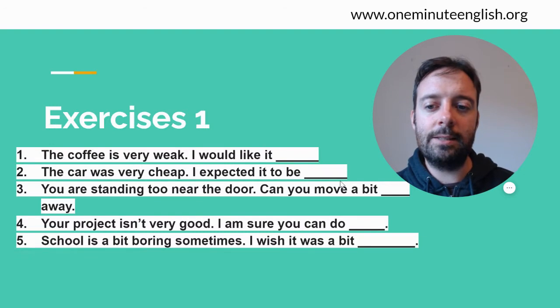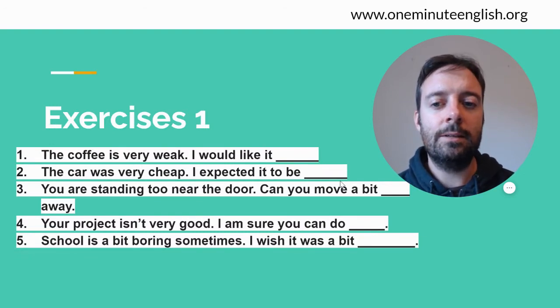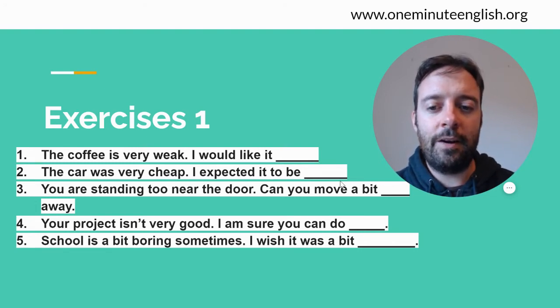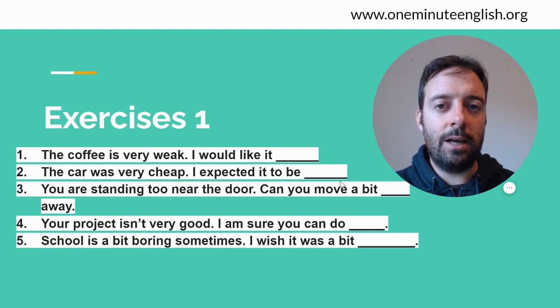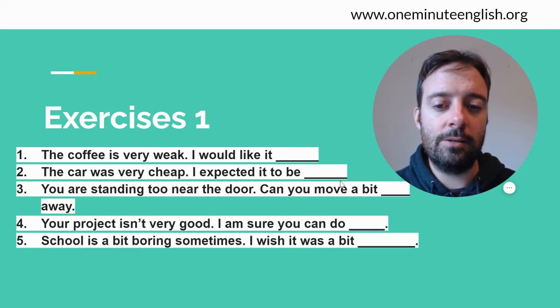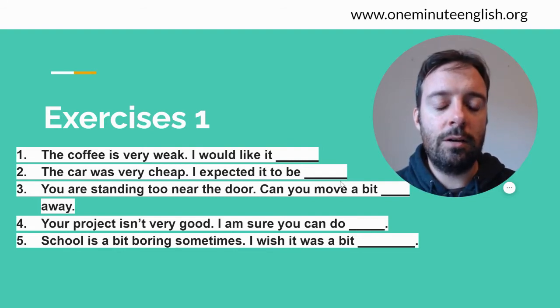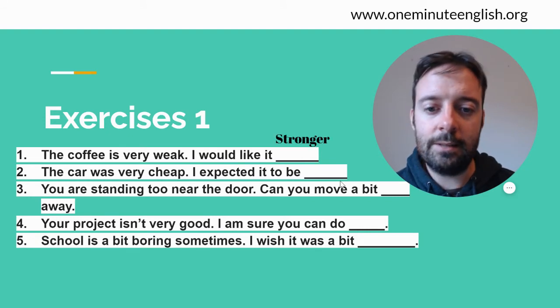Let's practice a little bit. Let's do some exercises here together. Let's look at number one. The coffee is very weak. I would like it... What adjective do we need here? Probably strong, right? So how do you use the comparative form of strong? One syllable. Stronger. I would like it stronger.